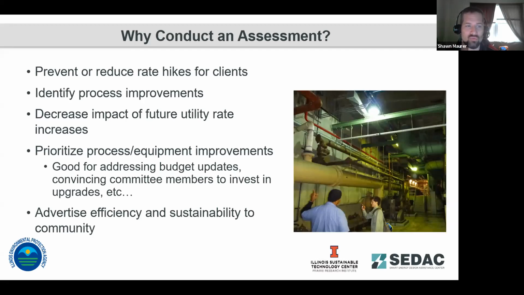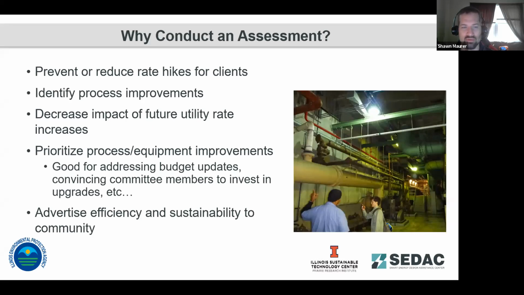We can also use the reports to prioritize process and equipment improvements. If you're looking now to do a budgetary process for facility upgrades, our reports can help identify which ones are most cost effective. Maybe you can do those up front and then bookmark those savings and tie them into larger projects in the future.